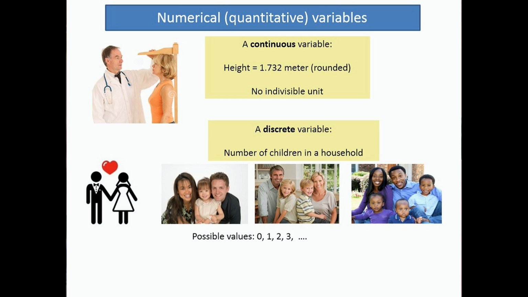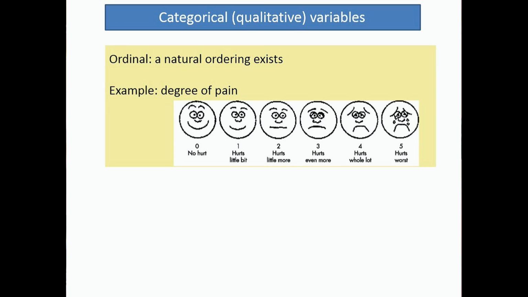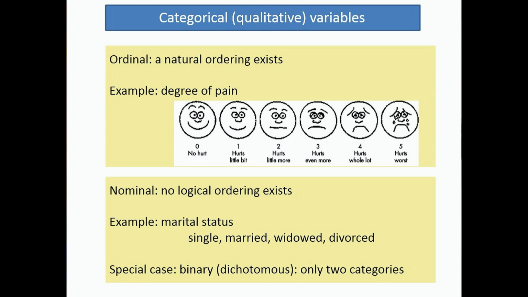A categorical variable can be either ordinal or nominal. An example of an ordinal variable is degree of pain. There is a clear logical ordering. If there is no logical ordering, the variable is nominal, for example, marital status. The categories are single, married, widowed, divorced. This is an arbitrary order. A categorical variable with only 2 categories, like presence of a disease, yes or no, is called a binary or dichotomous variable.